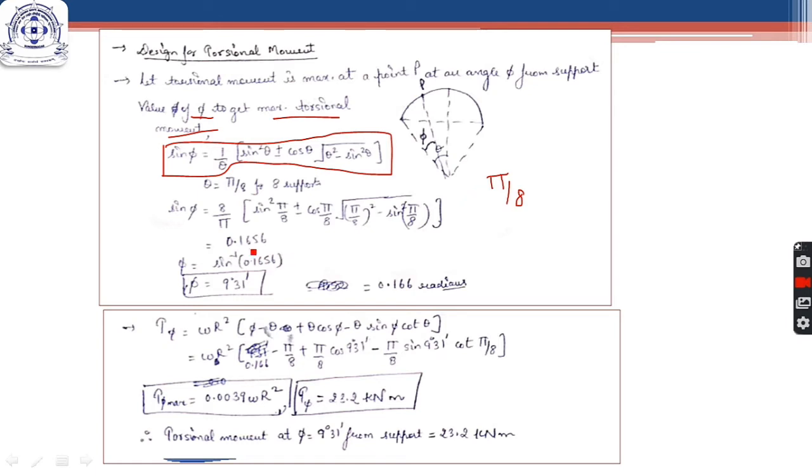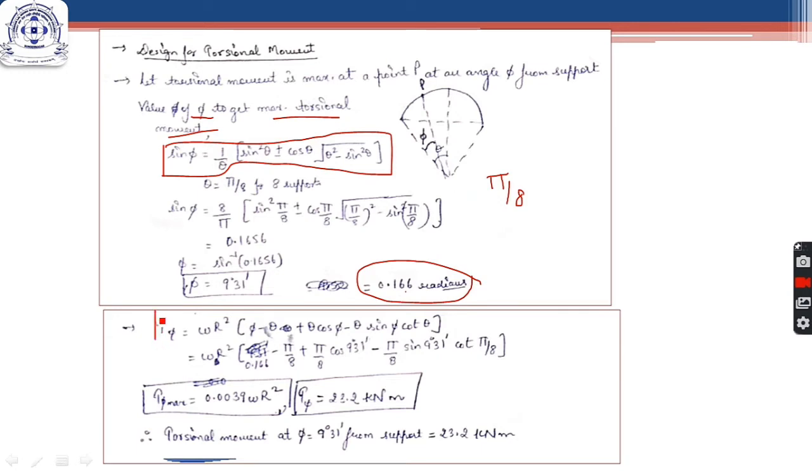By using the calculator I have solved this, and phi comes out to be 9 degree 31 minutes, which we can change to 0.166 radians. So what does this mean? That at an angle of 0.166 radians or 9 degree 31 minutes from the support, the torsional moment will be maximum. Now we calculate the value of torsional moment at this point P, which is at 0.166 radians.